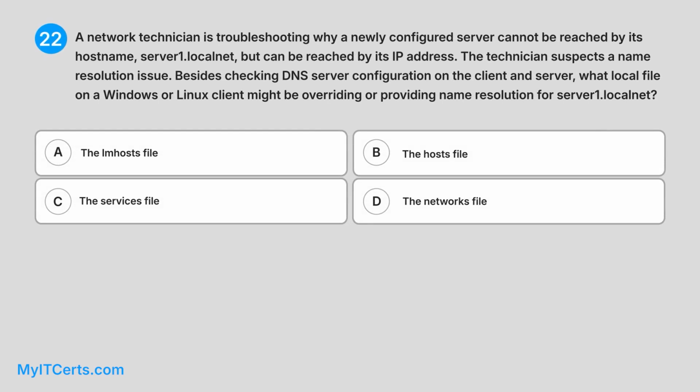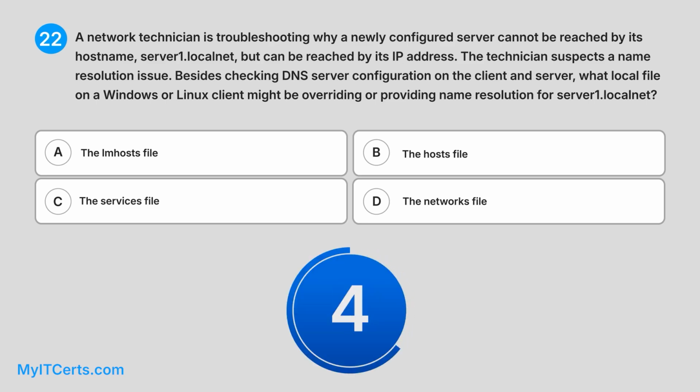22. A network technician is troubleshooting why a newly configured server cannot be reached by its hostname, server1.localnet, but can be reached by its IP address. The technician suspects a name resolution issue. Besides checking DNS server configuration on the client and server, what local file on a Windows or Linux client might be overriding or providing name resolution for server1.localnet? A. The LM hosts file. B. The hosts file. C. The services file. D. The networks file.